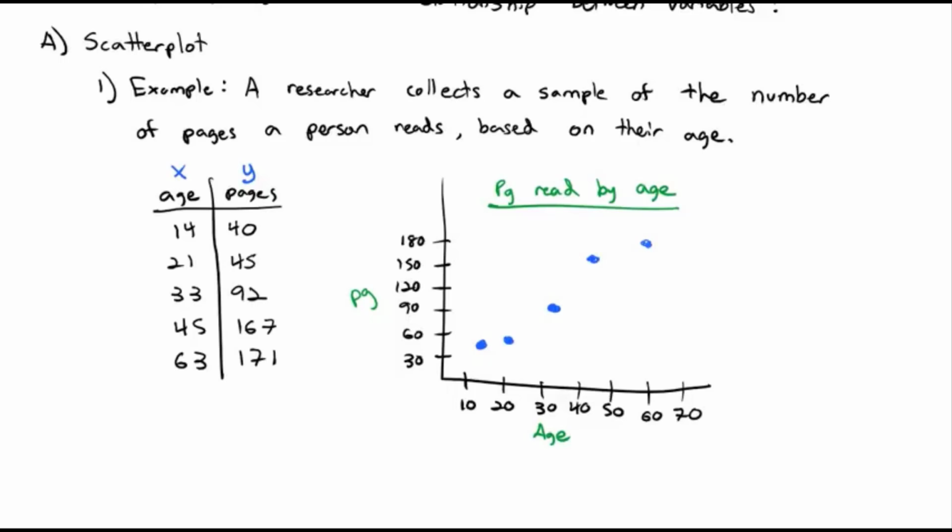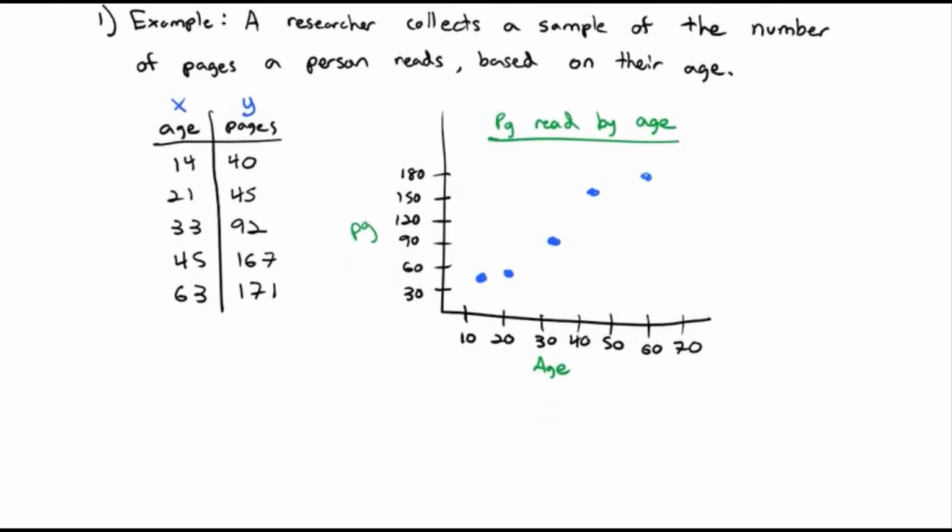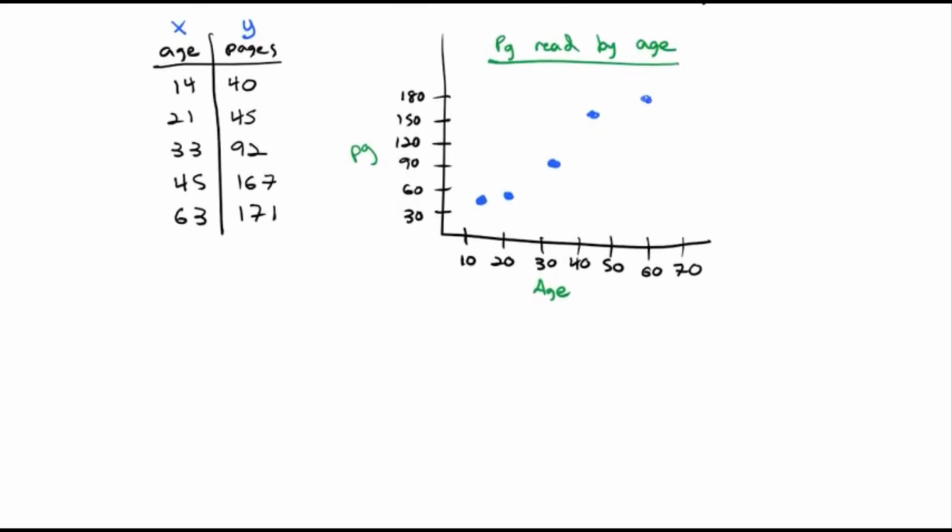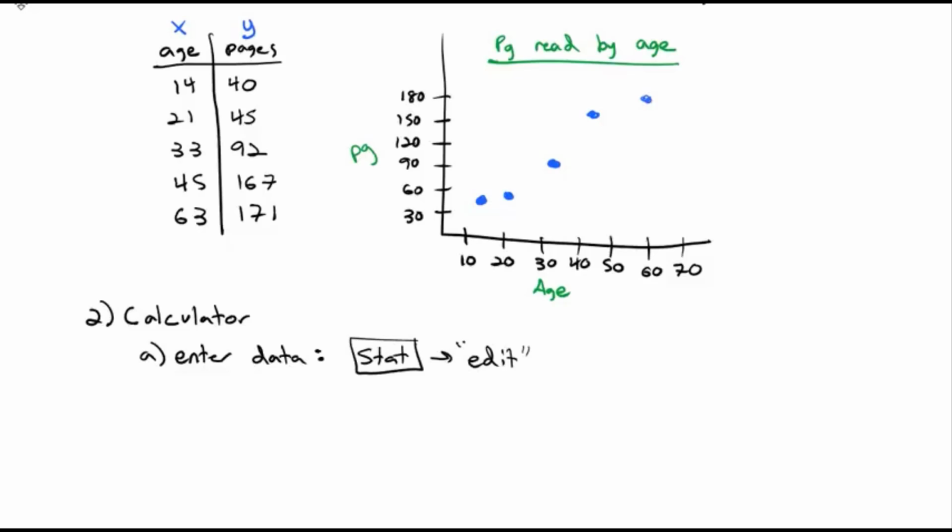Now, our calculators can also make these scatter plots. So I want to show you how to make this exact same scatter plot on the calculator. So first, I'll write out the instructions. Then we'll go ahead and do it. First, we have to enter the data. And the way we enter the data is you'll start by hitting the Stat button, and then you'll select Edit. And then you can put X in list 1 and Y in list 2.